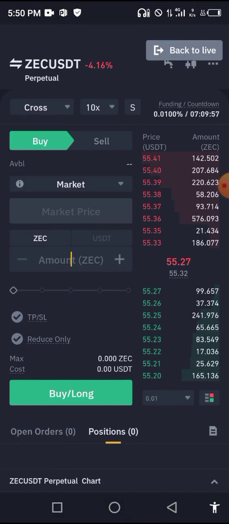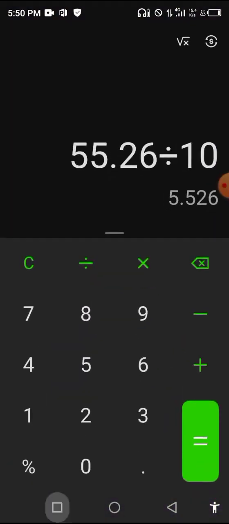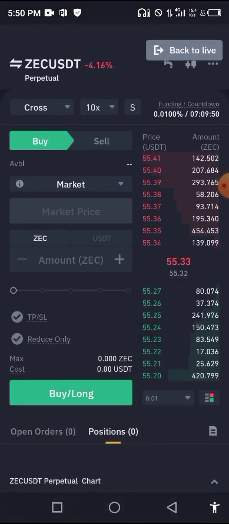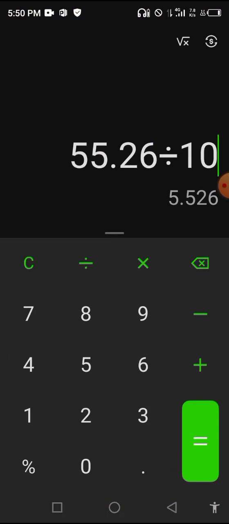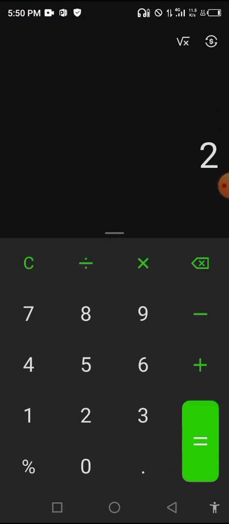So let's come here and check. I want to buy one ZEC. How much am I using? 5.5 now. This one says 5.526. Can you see? It's almost the same. If I want to buy 2 now, I'll be using around 10 something. Can you see, 11.76? So 55 divided by 10 times 2.